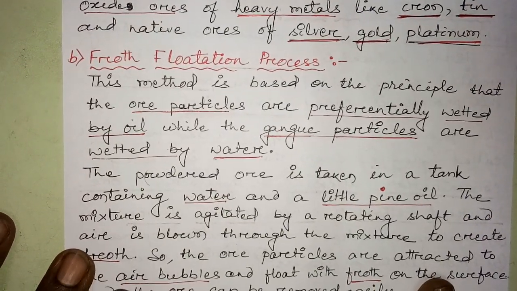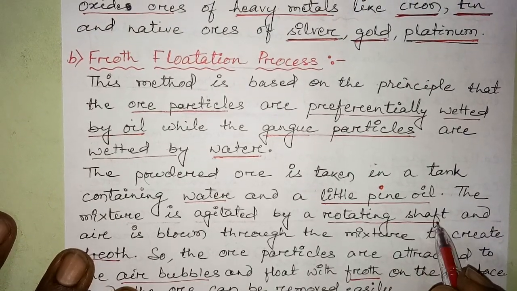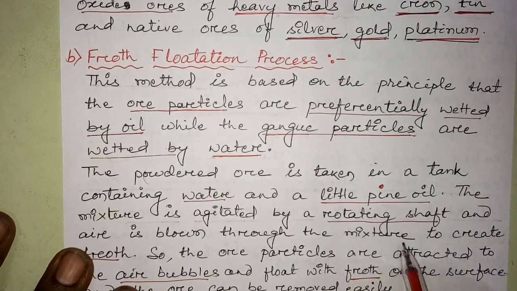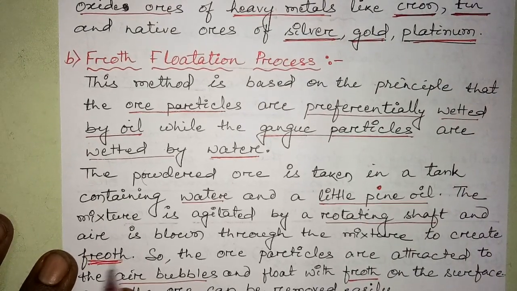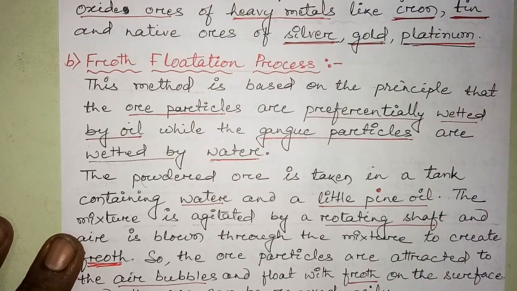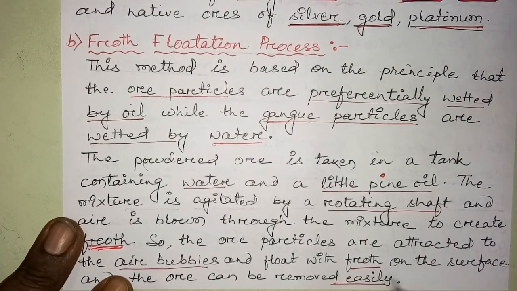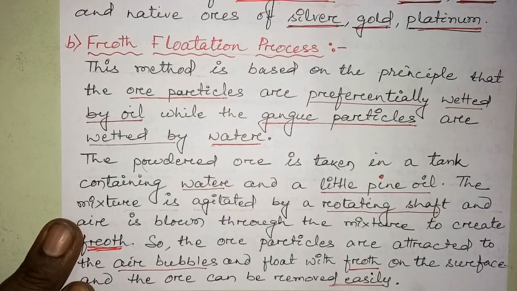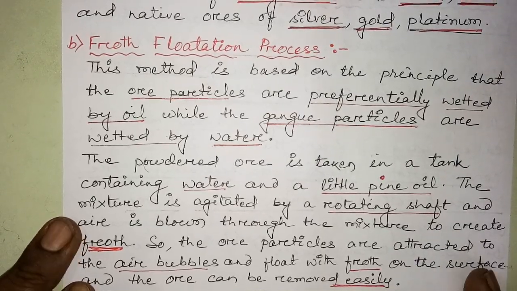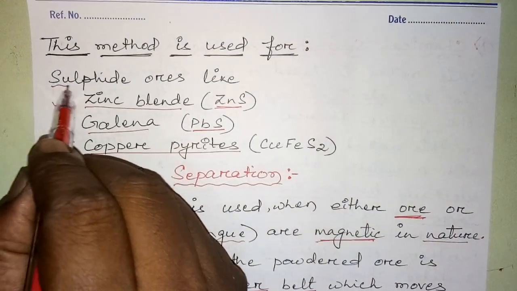So what happens? The mixture is agitated by a rotating shaft and air is blown through the mixture to create a froth. Understood? Because of the pine oil you are getting the froth. So the ore particles are attracted to the air bubbles and float with the froth on the surface and the ore can be removed very easily. So this is the method which is called froth flotation, and this method is used for sulfide ores, mainly the sulfide ores.